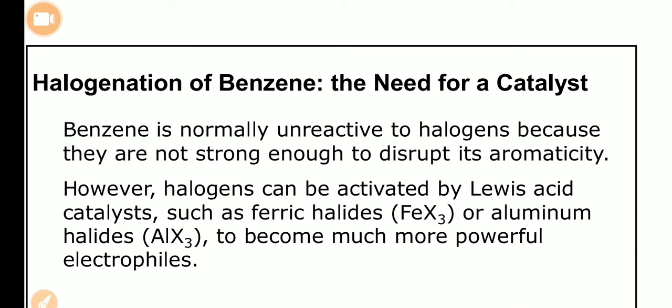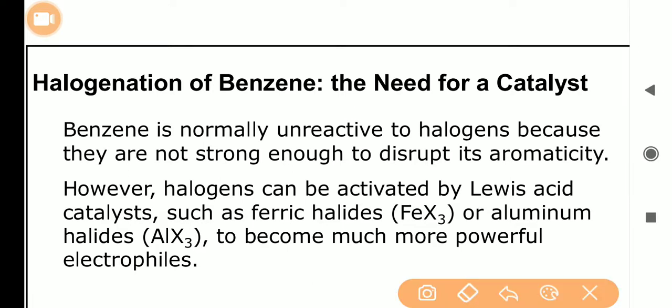Weak electrophiles generally will not take part in the reactions. So if you want the reaction to go further, you have to use some kind of catalyst. Over here we discuss halogenation. Even the halogens are weak electrophiles, so here we use some kind of catalyst. This is called the halogenation of benzene.